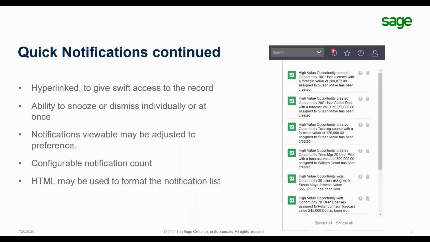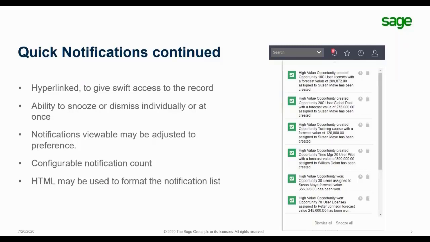Should a user click to expand the notification area, a number of notifications may be seen at once. The default number of visible notifications is 10. However, this may be edited in the Workflow and Escalation configuration settings. These settings affect all users and are not individually configurable. The notifications are also hyperlinked, offering swift access to the record requiring attention.